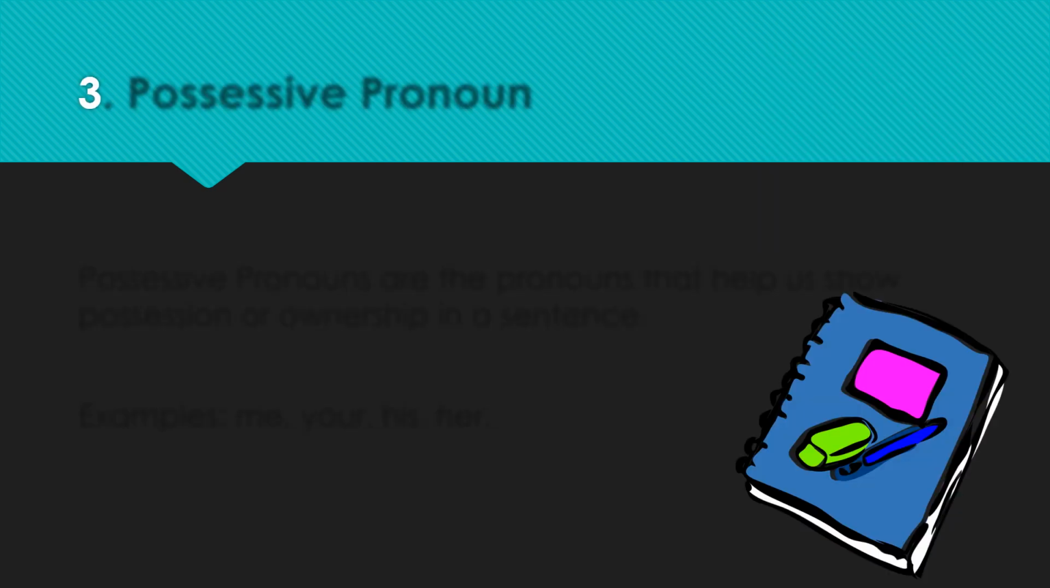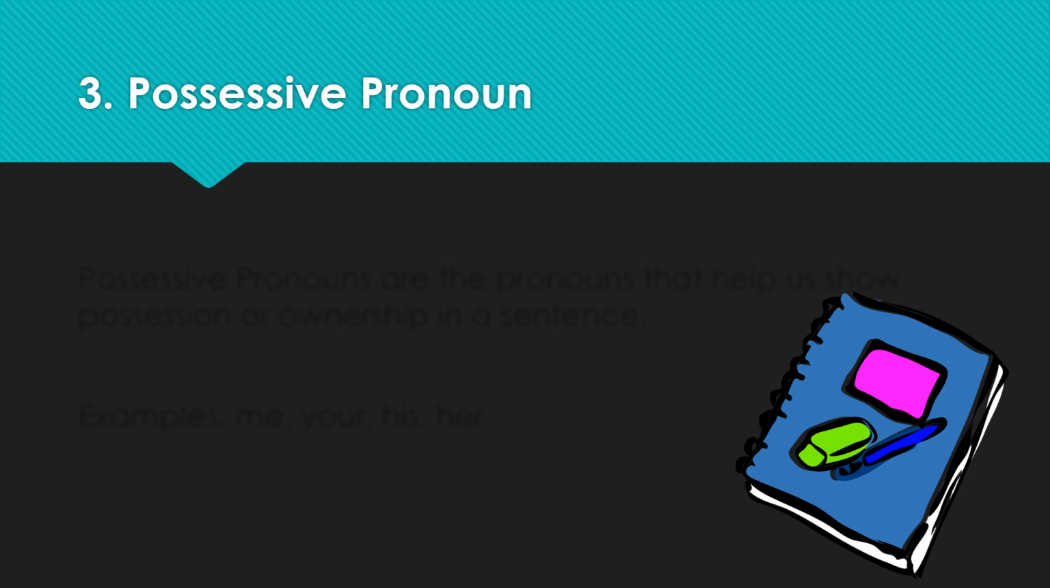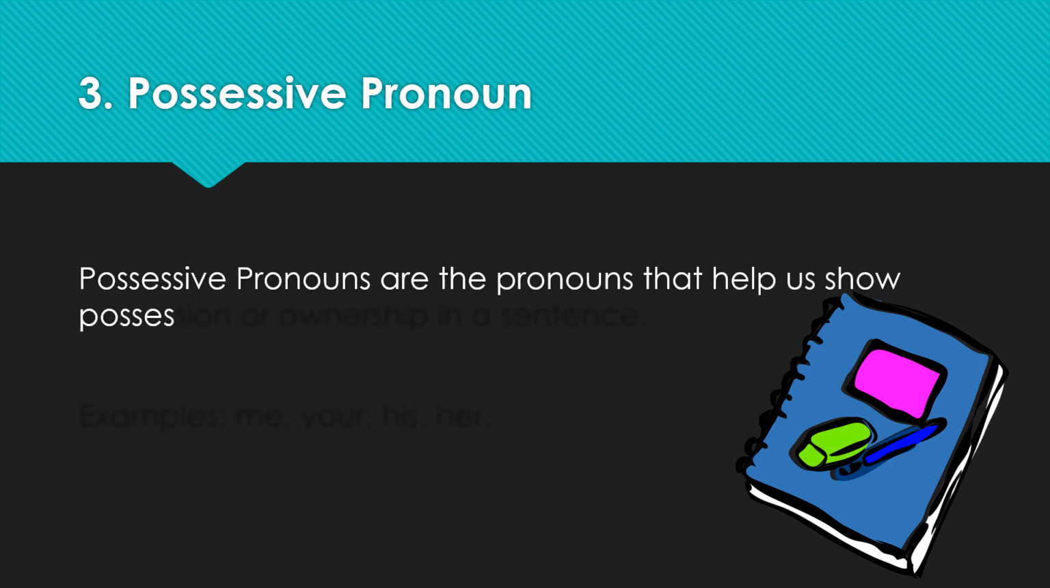The third is the possessive pronoun. Now, possessive means that we possess something, we own something, we are the master of something, or we have something. So possessive pronouns are the pronouns that help us show possession or ownership in a sentence. That means that something belongs to us. If I say this mobile belongs to me, this book belongs to me, that means this is my mobile. So my mobile shows the possession. Possession means to possess something, to own something.